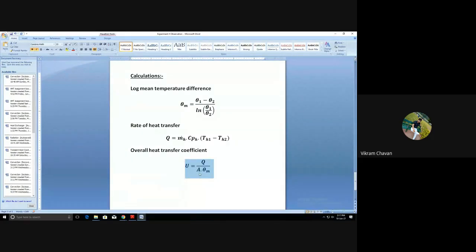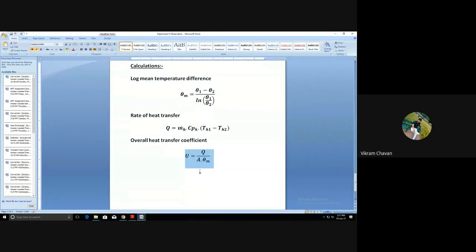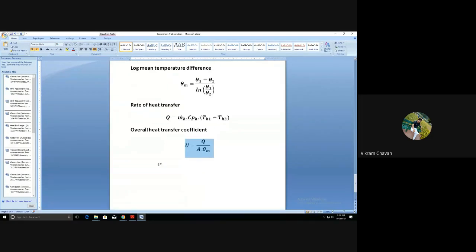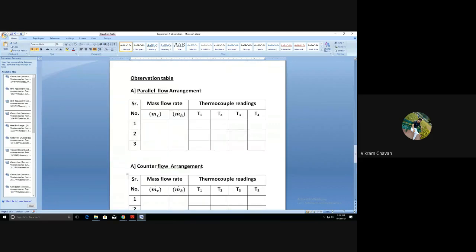So in this case, A will be A suffix I, that will be the inner tube surface area. Okay, A suffix I we have to consider as inner tube surface area, and on that basis only we have to calculate the overall heat transfer coefficient. So initially we want these particular readings for the calculation purpose, and we'll get these readings after experimentation only. Okay, so within short time I will arrange the experimentation, so be online, and I will stop presentation from here.